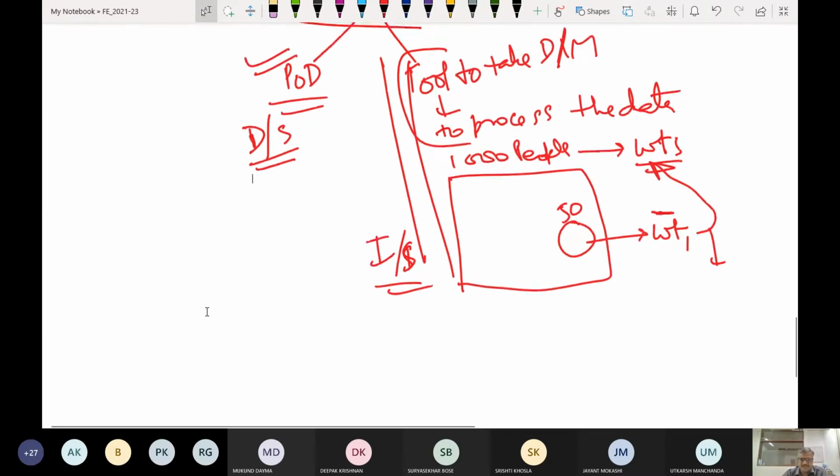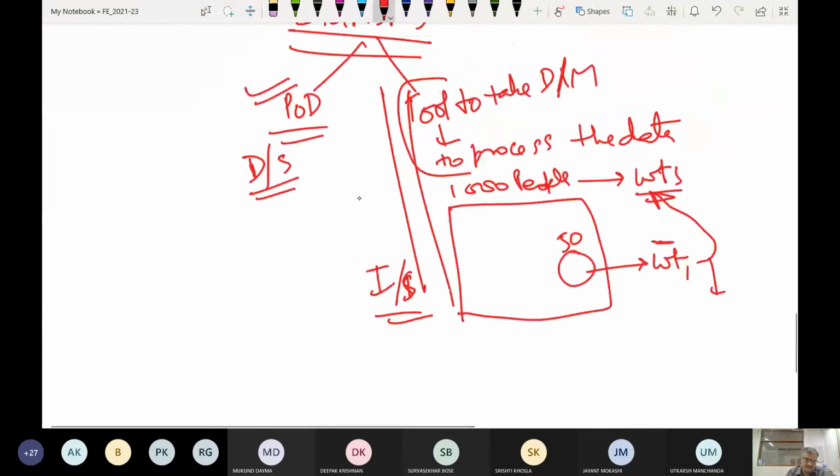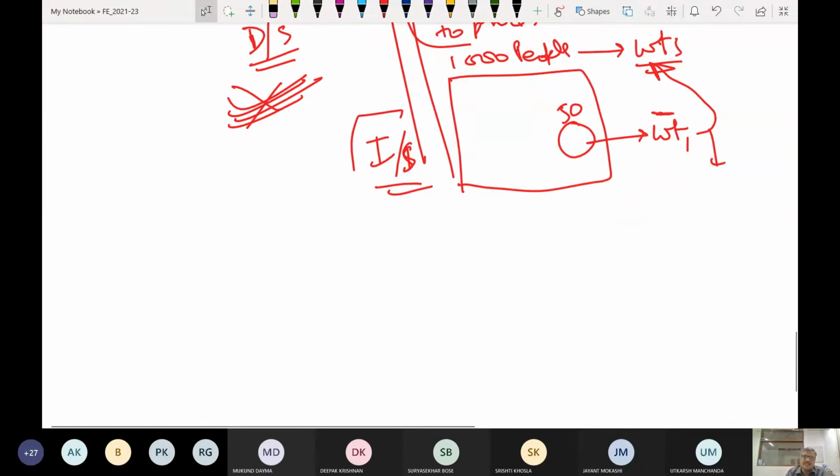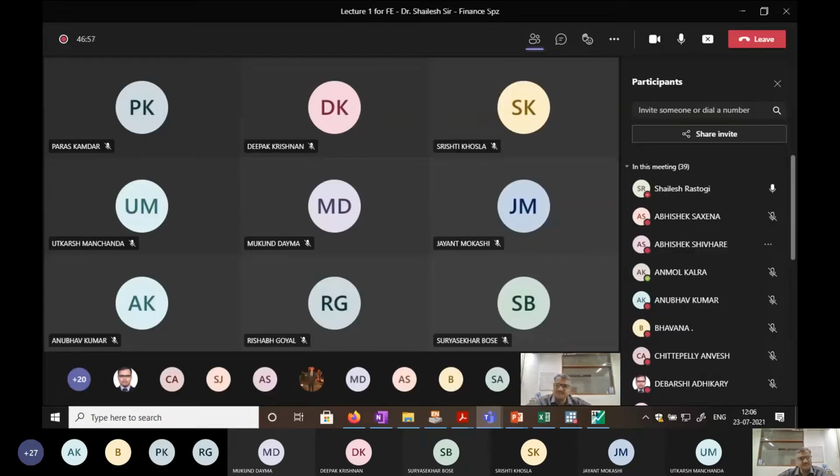This descriptive statistics is always part and parcel of the game. But this inferential, are you getting the inferential statistics? Yes, inferencing from sample data.